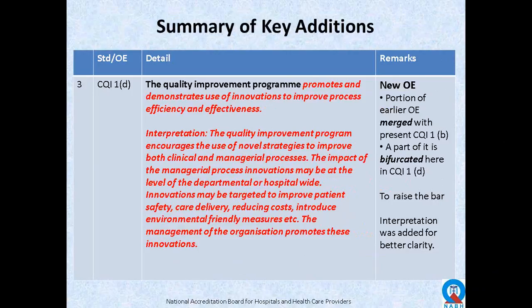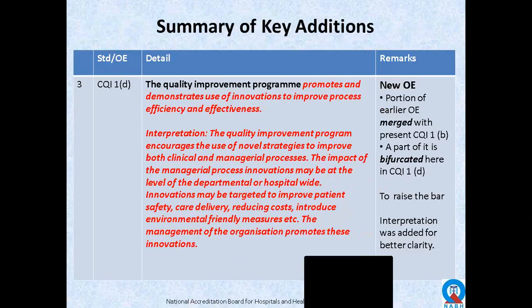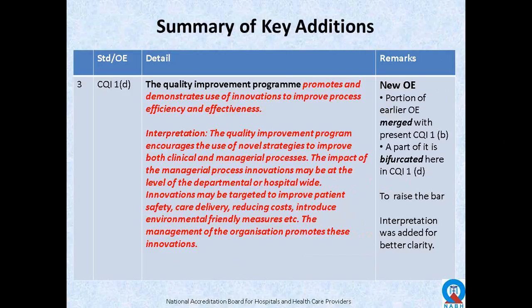1B, the quality improvement program promotes and demonstrates use of innovations to improve processes, efficiency, and effectiveness. Here, this is a new objective element. A portion of the earlier objective element was merged with CQI 1B, and a part of it was bifurcated, which is here. This is also to bring in a little more clarity, merge common areas, and also to raise the bar. Now again, when this objective element was introduced, there were a lot of deliberations.